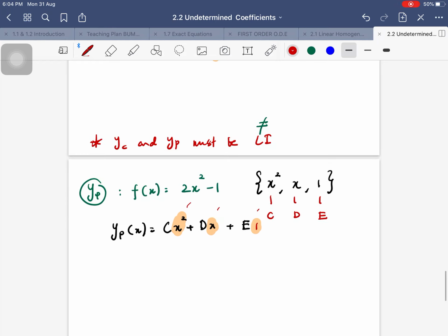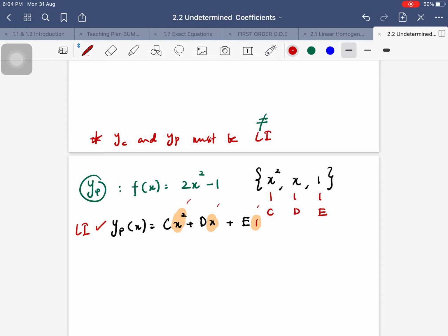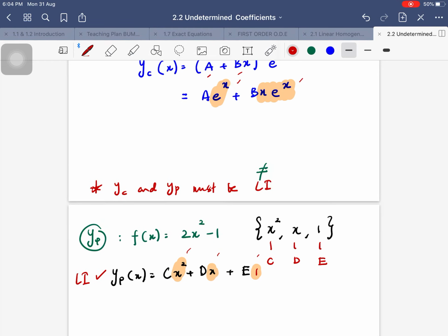If they are linearly dependent, no, that is not going to be your yp. You have to come out with something else. That I will explain in the next example. But for now, for this case, so after you check, you verified that these two, they are linearly independent. Then only you can proceed to your next calculation. Alright, so basically this is already our solution, but there's going to be another drawback.